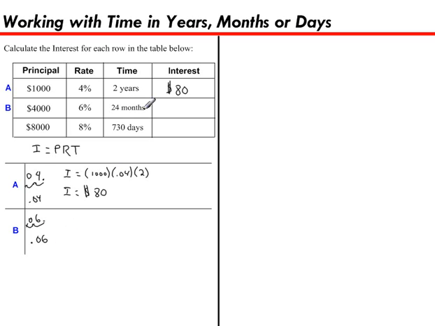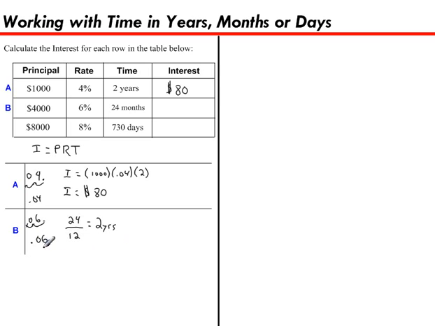My T will need to be converted into years, and since it's given in months, what I will do is divide the number by the number of months there are in a year, and that will give me years. So there's 12 months in a year, and the question has 24 months. 24 divided by 12 is 2. So 24 months, which we probably already guessed, is 2 years.